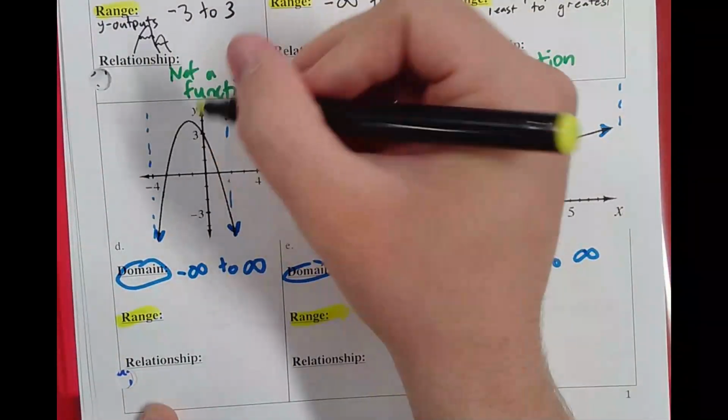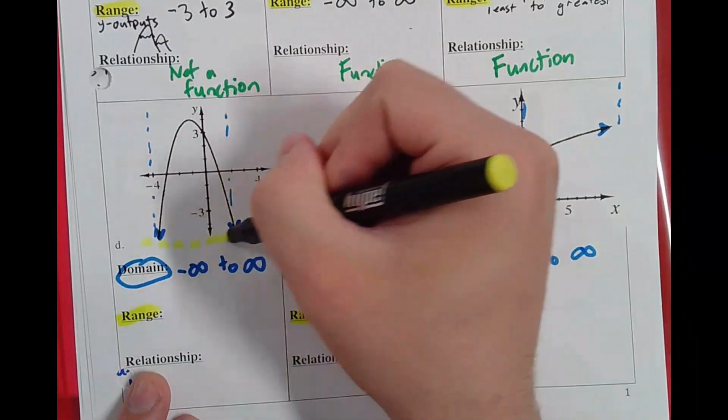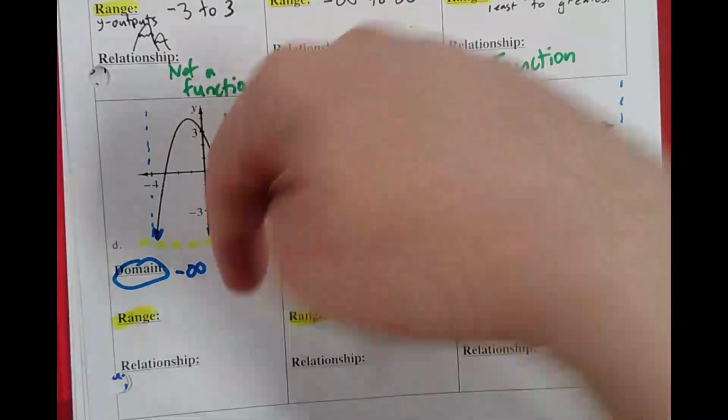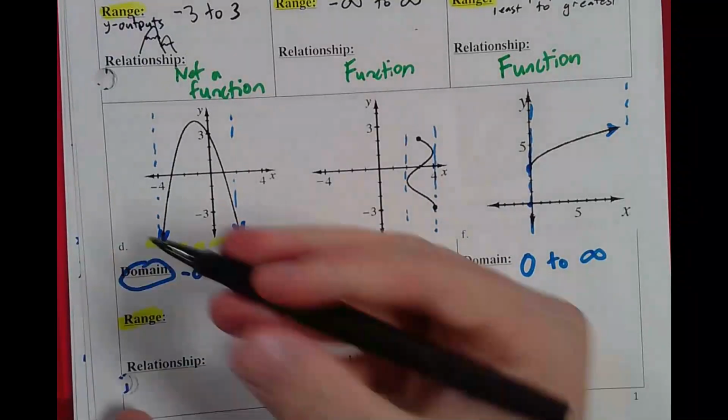Range is how low to how high. So the lowest point right here is going to be, the arrows show how low does it go? Forever, forever, forever. How low is that? Yes, it's going to be negative infinity.